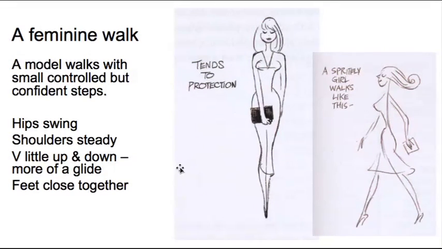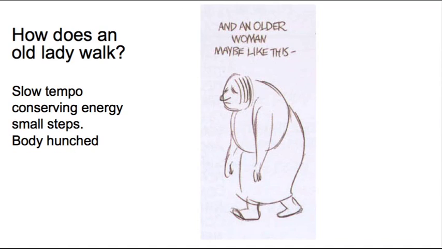Try taking your Monty walk and turning it into a feminine walk and a masculine walk. It's a really good exercise and really not that difficult. If you just make adjustments to your existing walk, you should be able to make that happen. An old lady might walk, again on a slow tempo, conserving energy, taking small steps, and her body's going to be hunched over. As we get older, our spine compresses. We get shorter and we tend to get more hunched over.